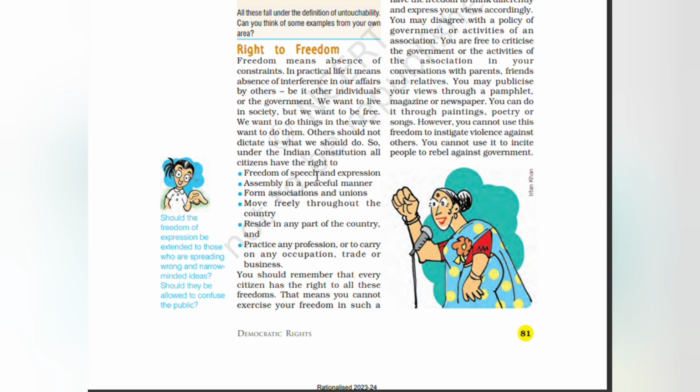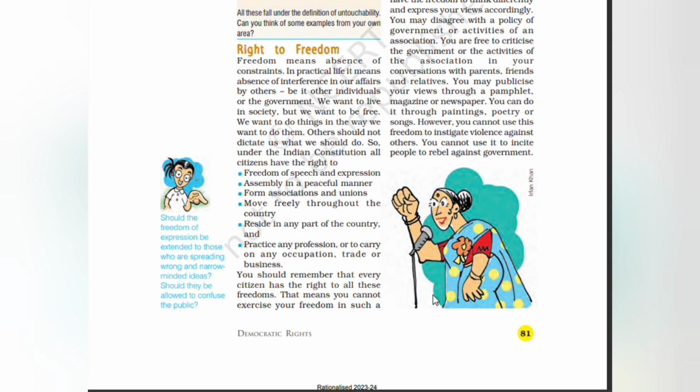So, under the Indian Constitution, all citizens have the right to freedom of speech and expression, to assemble in a peaceful manner, to form associations and unions, to move freely throughout the country, to reside in any part of the country, and to practice any profession or to carry on any occupation, trade or business. You should remember that every citizen has the right to all these freedoms.